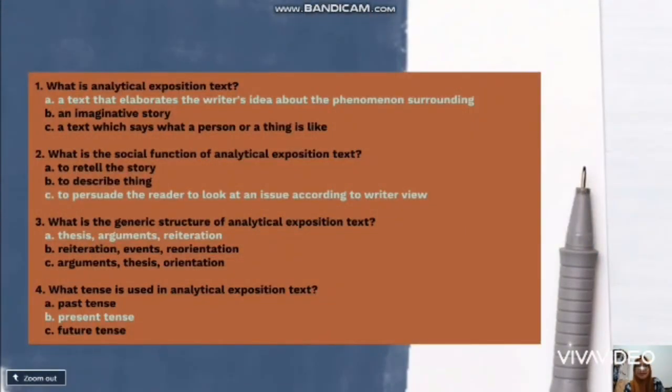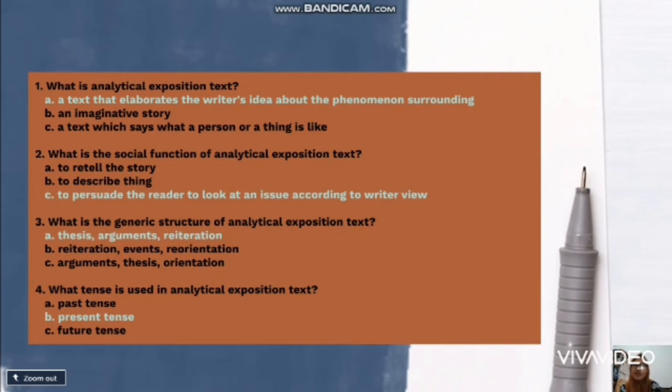This is the answer. The first question is, what is analytical exposition text? The answer is A, a text that elaborates the writer's idea about the phenomenon surrounding. Next, what is the social function of analytical exposition text? The answer is C, to persuade the reader to look at an issue according to the writer's view.